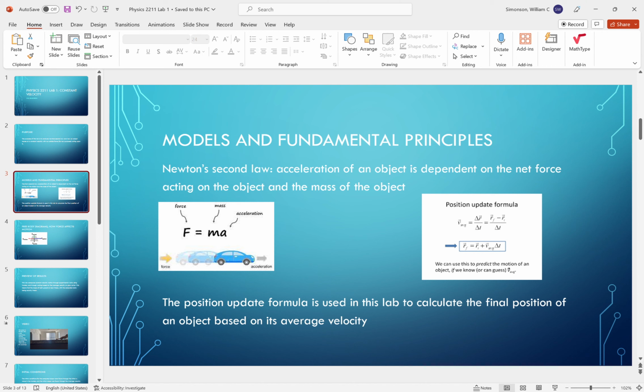The position update formula is used in this lab to calculate the final position of an object based on its average velocity. You can see here that the final position vector is equal to the initial position vector plus the average velocity times the change in time. So you can loop this equation in GlowScript so that you can find a final position of an object with a constant velocity, or find the average velocity.